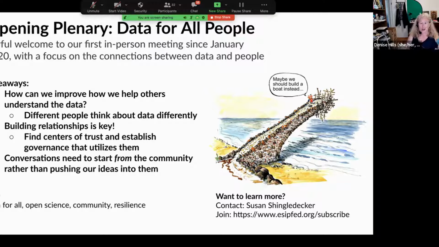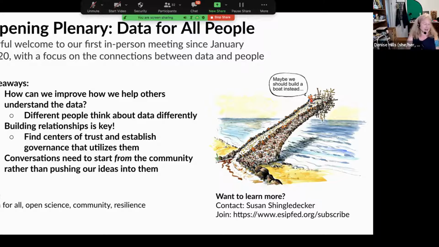And although their talks were very different, both in style and content, there were some really common themes that came out of both of those talks that really, to me, linked it back to this idea of data for all people. And it's summarized in these 3 points here. How do we improve how we help others understand the data? Because different people think about data differently.